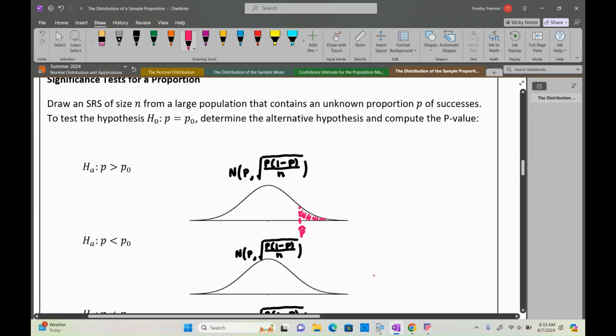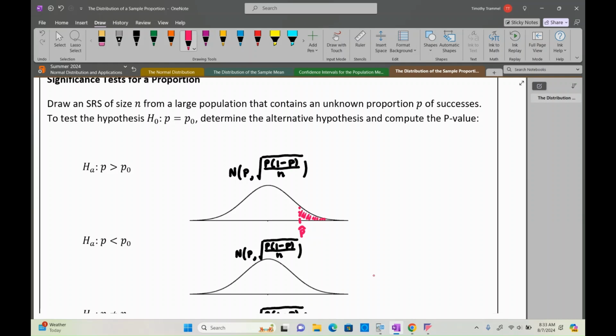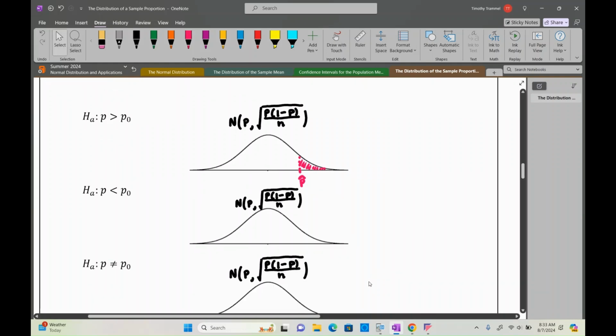Right. And if P hat was actually smaller than P, then it wouldn't support our claim at all, and there wouldn't really be a point in performing the hypothesis test. So this would be case one.